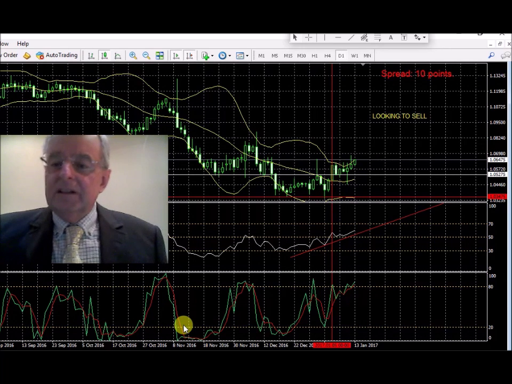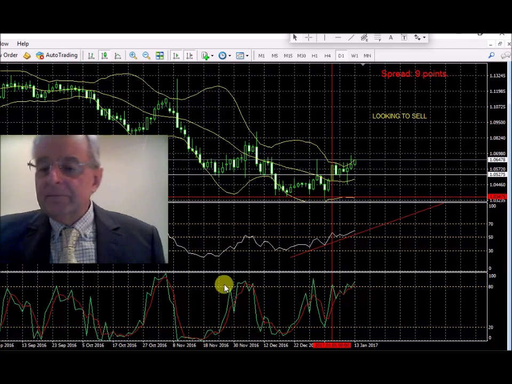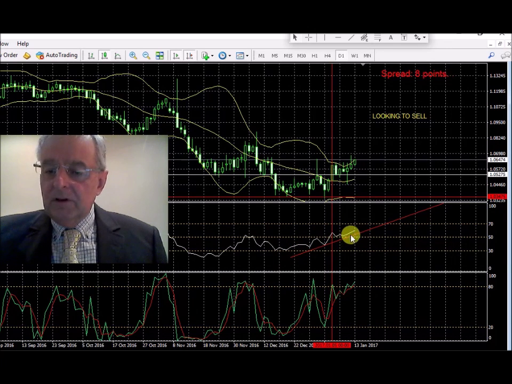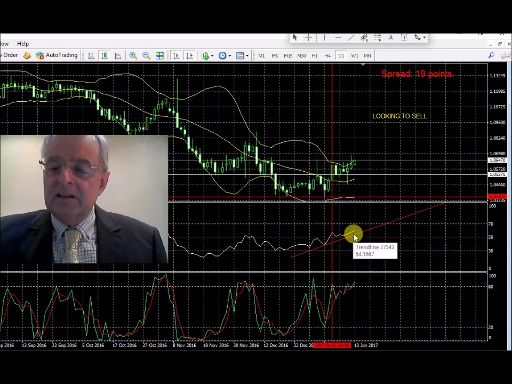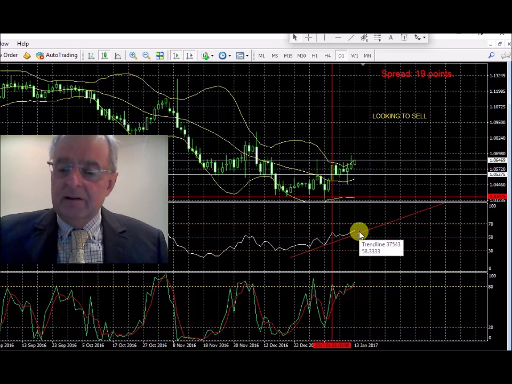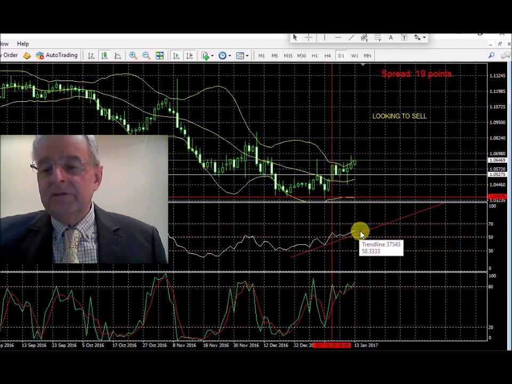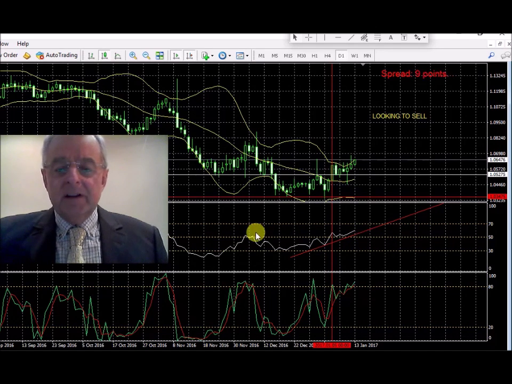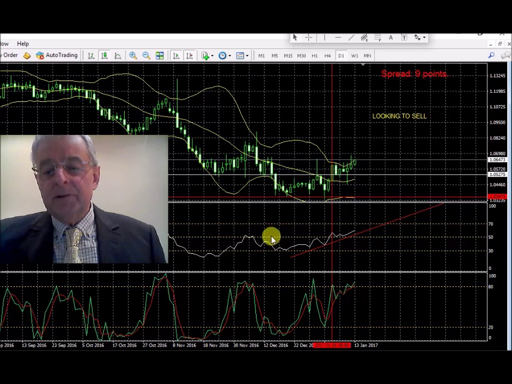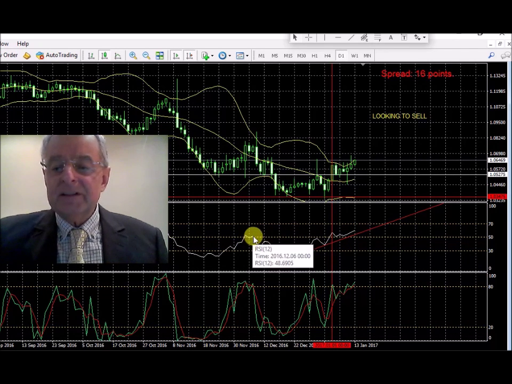Euro USD, we're looking to sell it. Again, the RSI, it's still looking like it's going up. I'm not going to get into it yet. I'm waiting for it to break this trend line. It has failed halfway up at the 50 on the RSI.